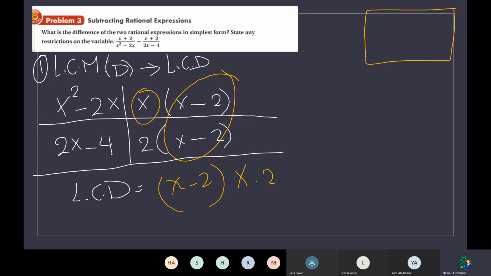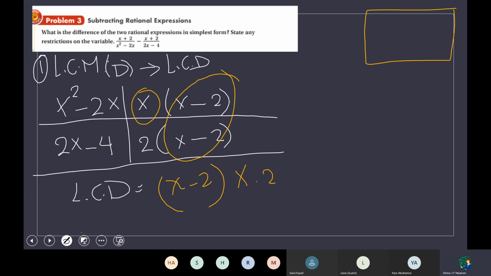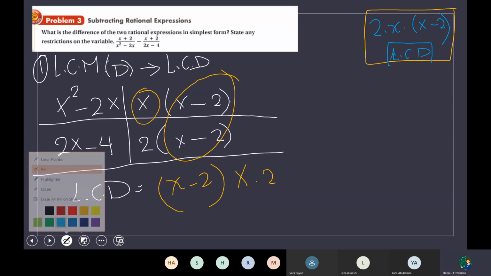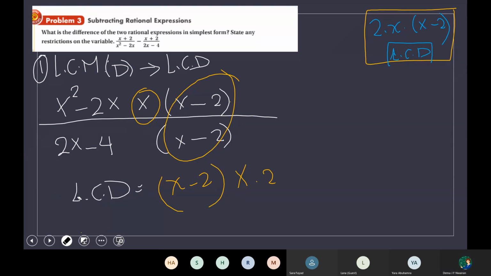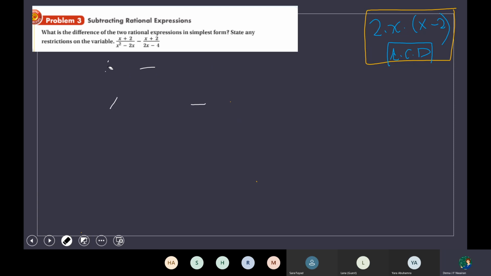Now I will put inside my bag here 2 times x minus 2. This is my bag, and inside it I will put the least common denominator. Then back. So after we find the least common denominator, now let's rewrite our expressions.